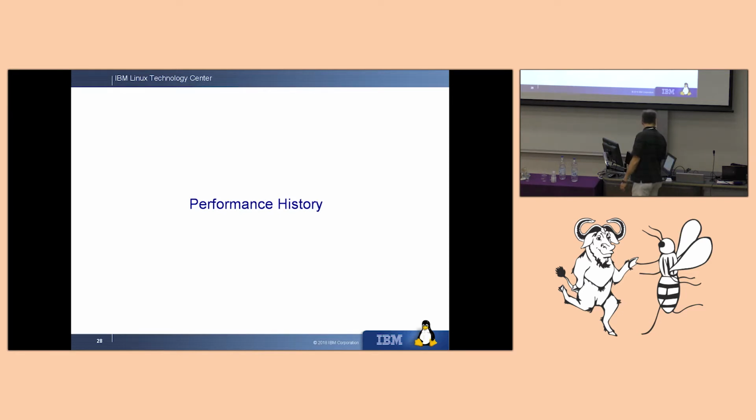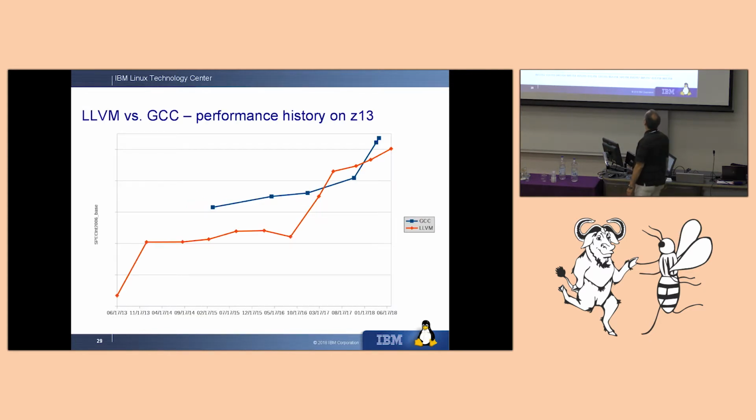Okay, now after having talked a long time about the type of things we are doing, what's the result? This is the chart. They are all measured on z13 because I had longer history going back on z13, and the red bar is SPEC, just not official numbers. The red line is LLVM over time, from the very first version until right now.